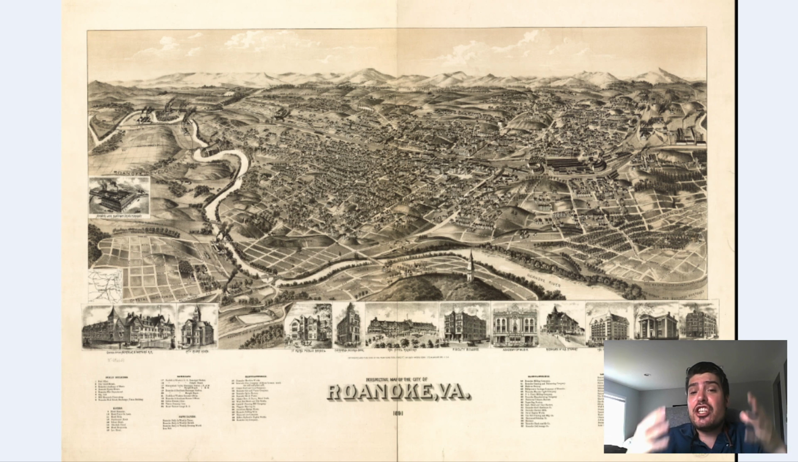We're going to dive into this bird's eye perspective map. It's a three-dimensional kind of look-see at the city of Roanoke. We're going to dive right in, but before we do, let's give a background history to Roanoke, Virginia.